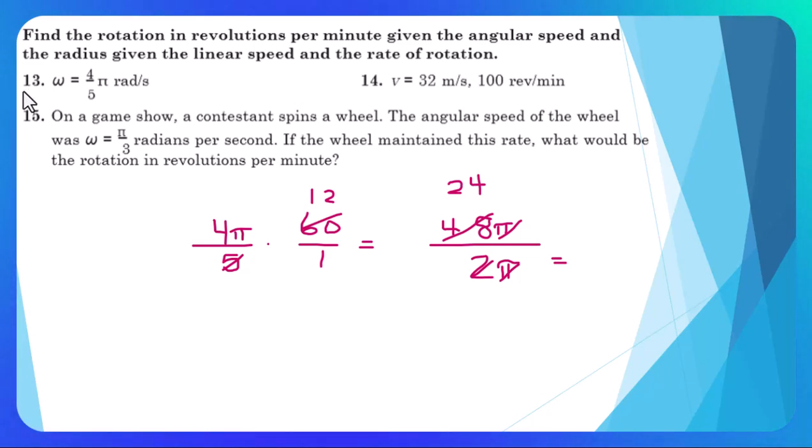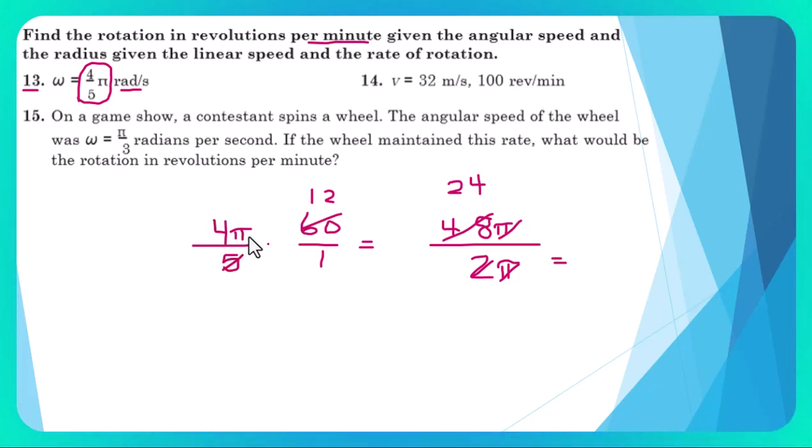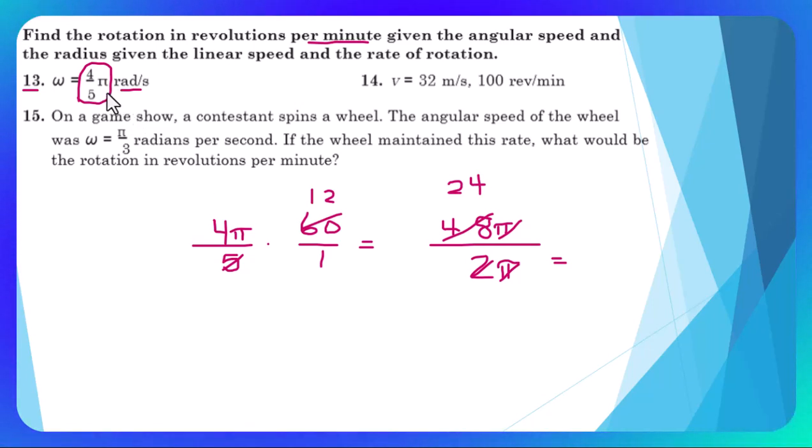All right, let's look at number 13. The formula is for rotation and revolutions per minute. We're going to take our angular speed in radians, which we already have converted to radians, but it's radians per second, and we want per minute. So the formula is simply to take this and divide by 2 pi. Let's start by taking 4/5 pi and multiplying by 60, because this is radians per second, and we want to know per minute. There are 60 seconds in a minute.